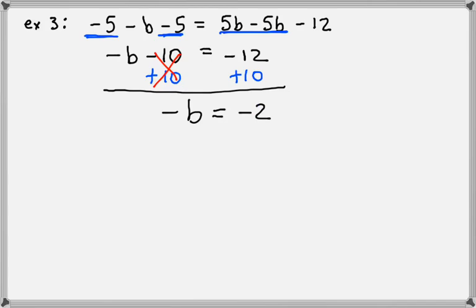Our b is not by itself yet. With the negative sign just in front, it's like there's a -1 there. So we want the b by itself, so we're going to have to divide both sides by that -1. So we actually end up with b is equal to 2 for our final answer.